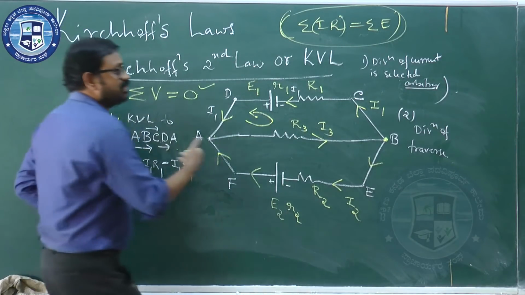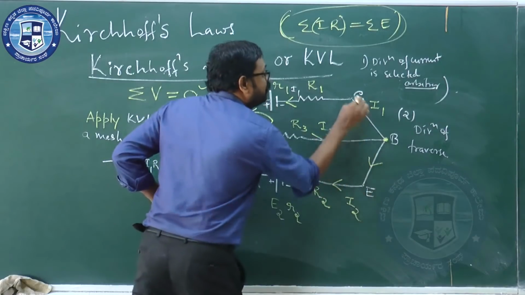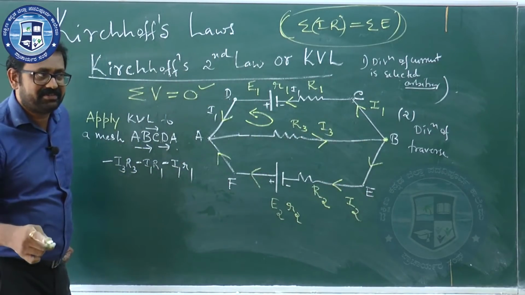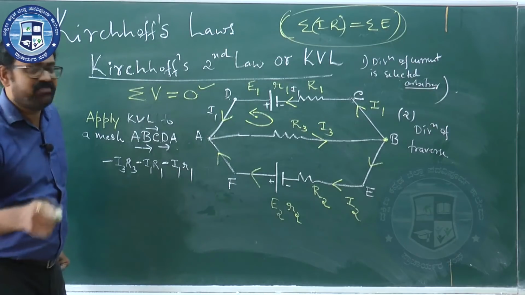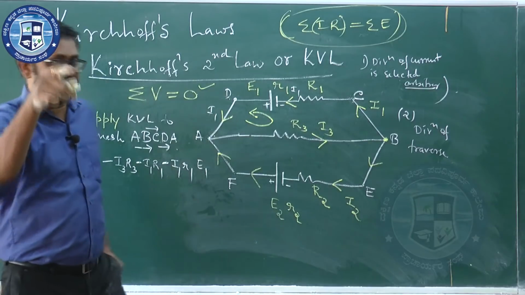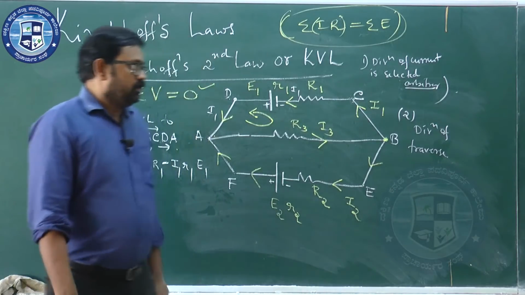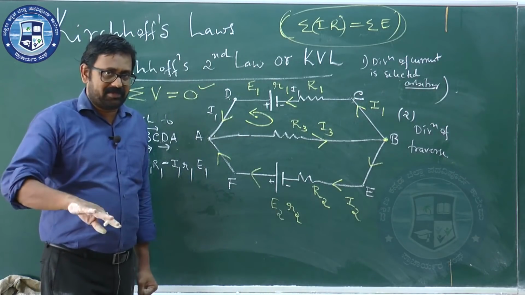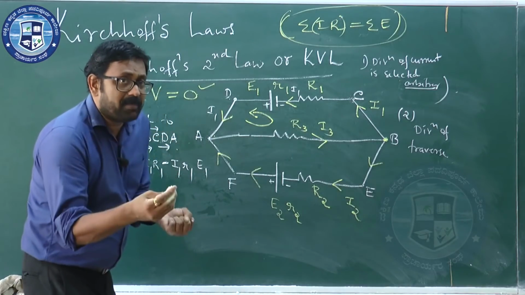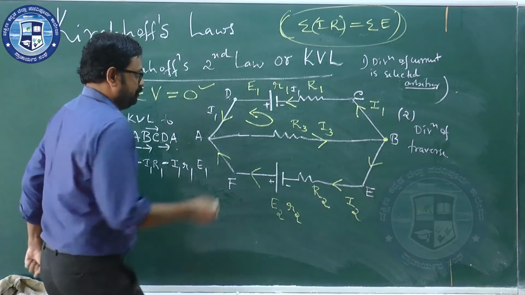A to B, do you find any cell or any EMF? No. B to C, any EMF? No. C to D, do you find any EMF? Yes. What is the EMF of the cell? E1. Now the sign convention for the EMF. When I say sign convention, it should be either plus E1 or minus E1. See, when it is plus E1 and when it is minus E1.